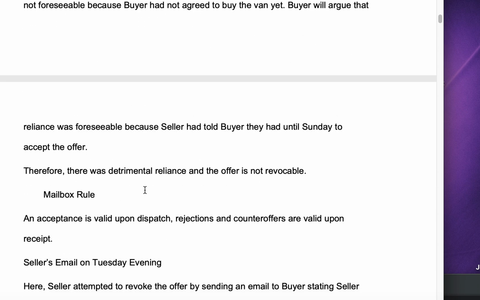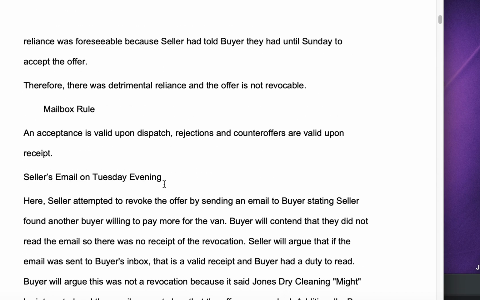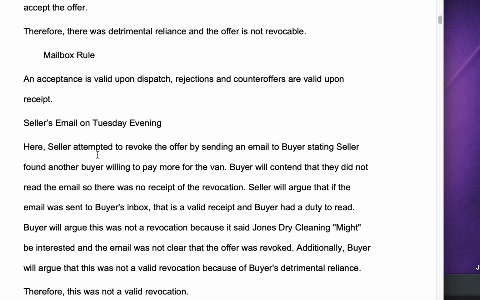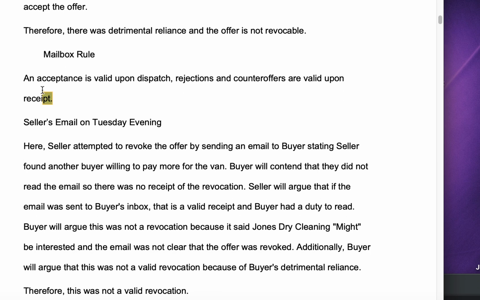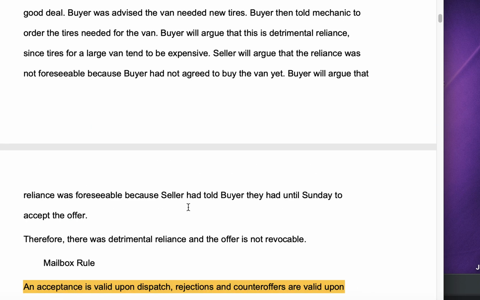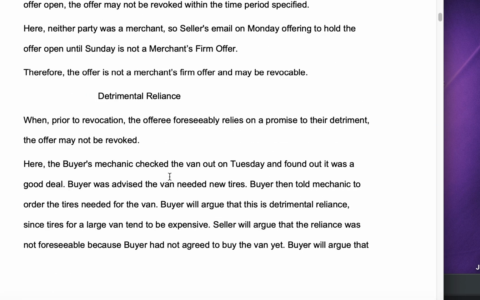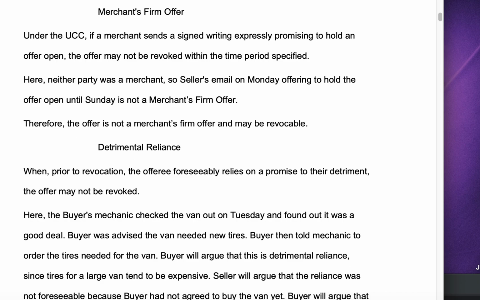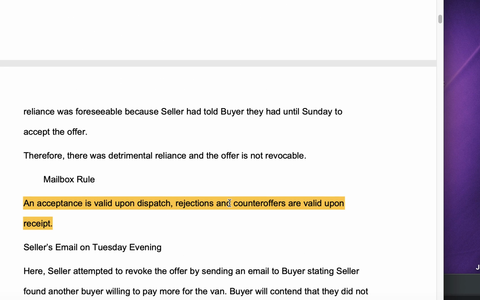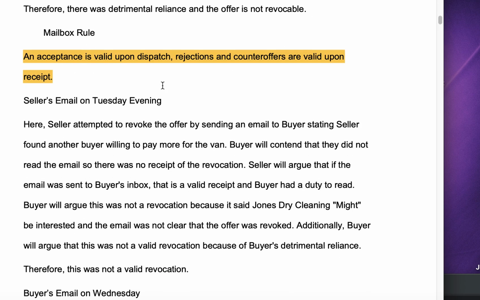The mailbox rule. Seller's email on Tuesday evening. So an acceptance is valid upon dispatch. Rejections and counteroffers are valid upon receipt. This is a very clear description of the law and concise on the mailbox rule. The other one was much more detailed, but this one is written differently. The style is different. You don't have to follow the exact same style.